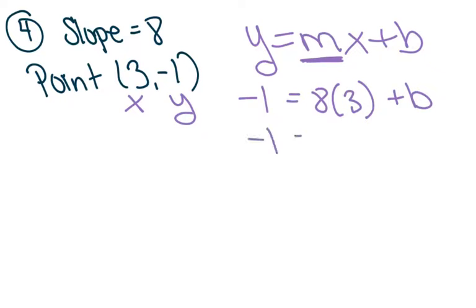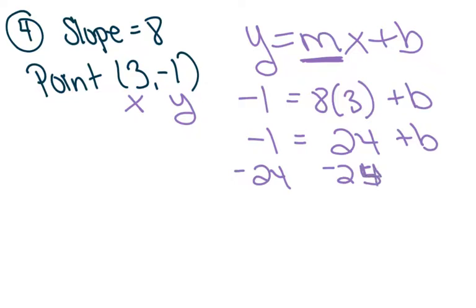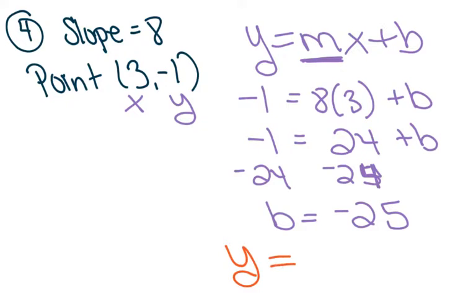So now I'm going to go ahead and solve this. So I've got -1 is equal to 8 times 3 is 24 plus my b. I need to get b by itself, so I'm going to minus 24 over to the other side. Whoops, 24, I wrote 25 because I was jumping to the answer. So my answer is b equals -25. So when I write my final answer, the equation, it would be y equals, I put my slope in there of 8 next to my x, and then my y-intercept was -25.